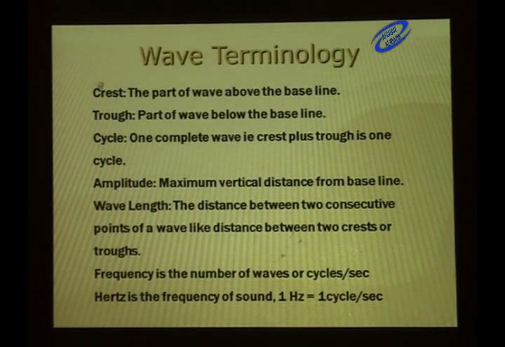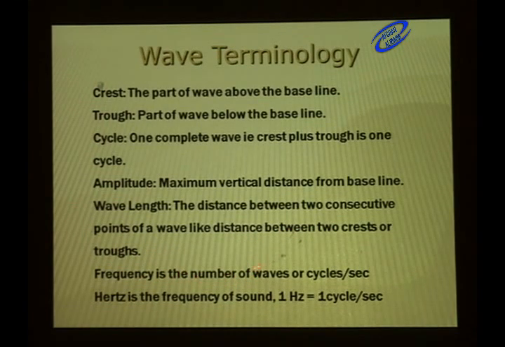So as I said, crest is the portion of the wave above the baseline, trough is the part of the wave below the baseline. One cycle is one complete wave, that is crest plus trough, which will form a cycle or a wave. Amplitude is the maximum vertical distance from the baseline, either above or below the baseline. Wavelength is the distance between two consecutive points of a wave, like distance between two crests or two troughs.